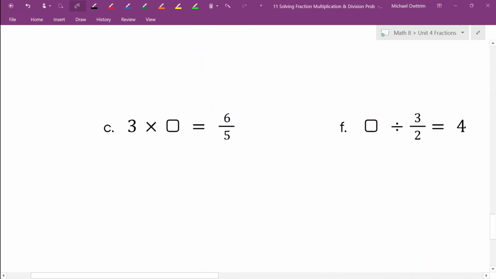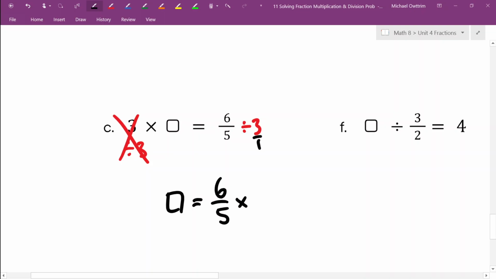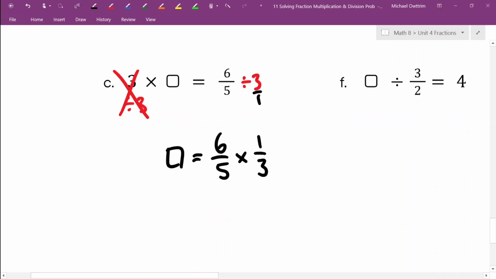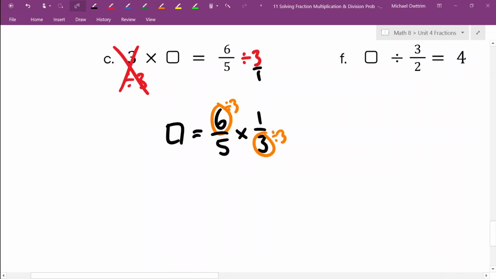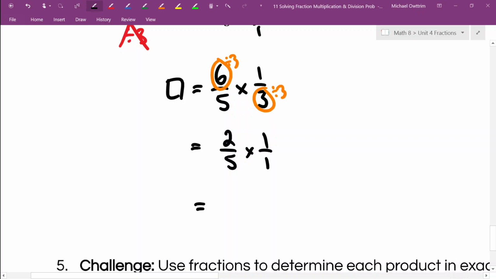In question C, similar to before, we're going to undo this multiplication by 3 by dividing by 3. And of course our 3 times and our 3 divide will cancel out. On the other side, we'll have 6/5, and instead of dividing by 3 over 1, we're going to flip and multiply, so multiply by 1 over 3. I'm going to choose to divide out my common factor of 3 here, and that will leave me with a 2 on the top and a 1 on the bottom. And so I'll have 2 over 5 times 1 over 1, which is just 2 over 5 for the value of my box.